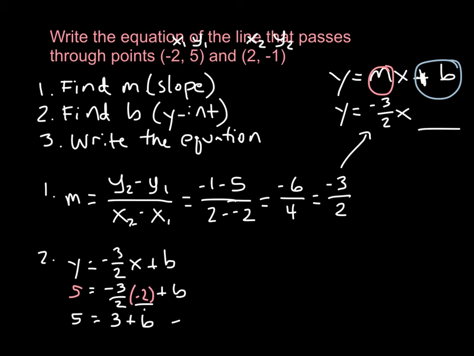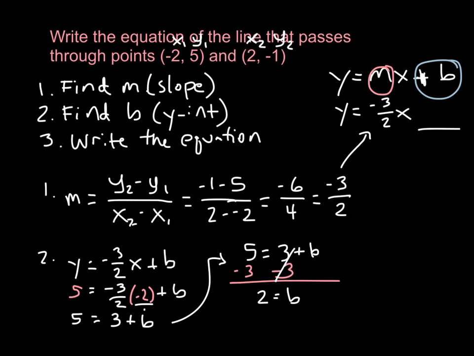Now I'm going to slide this up and over here. I ran out of room. So I have 5 equals 3 plus b. I'm going to subtract 3 from both sides of my equation and solve for b. b equals 5 minus 3, which is 2.